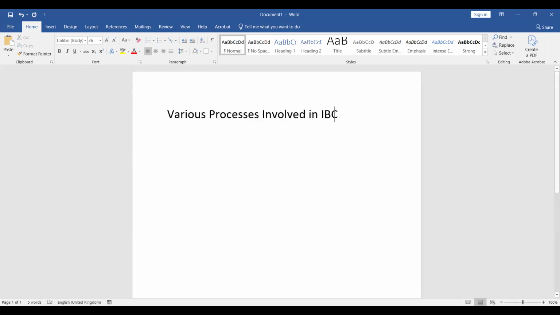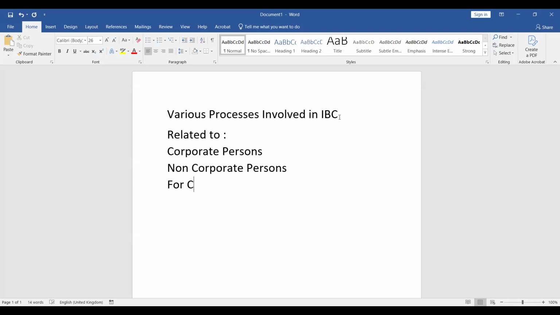The first, because these processes may be related to corporate persons or non-corporate persons. There are only two types. Now let us see what are the various processes for corporate persons.